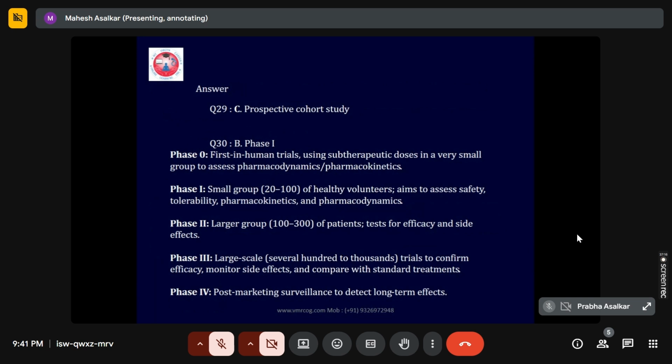Phase 2 is a larger group, 100 to 300 patients, and you test the same efficacy, side effects, etc. Then phase 3 is large scale, several hundred to thousands of trial participants will be included to confirm the efficacy, monitor side effects, and compare with standard treatment. So we had a question regarding phase 3 also. Yes, sir.